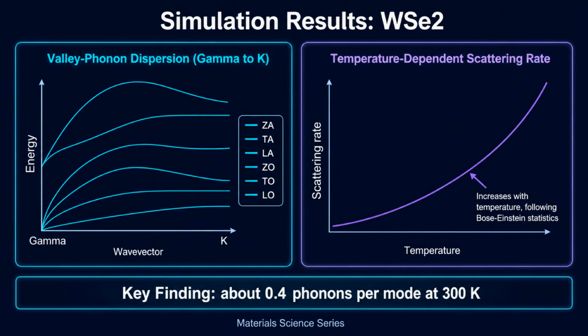Simulation results for WSe2 show the valley phonon dispersion from gamma to K at room temperature. We find approximately 0.4 phonons thermally excited per mode. The temperature-dependent scattering rate shows an exponential increase with temperature, consistent with Bose-Einstein statistics governing the phonon population.